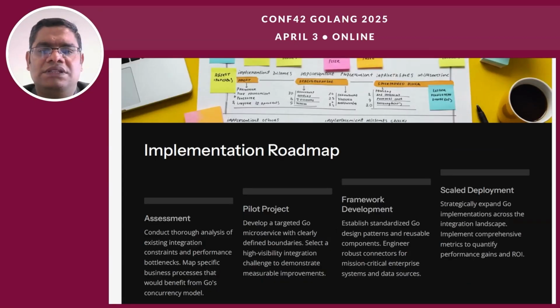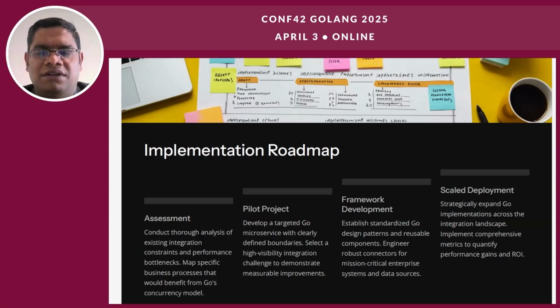How we implement, just to give you the roadmap: first we assess, where we conduct a thorough analysis of your existing system and performance bottlenecks. Then we map specific business processes that would benefit from the Go concurrency model. We may not replace every point, but we can definitely suggest the benefits. Then we implement a pilot project, where we develop a targeted Go microservice with clearly defined boundaries, select a high-visibility integration pattern challenge, and demonstrate measurable improvements.